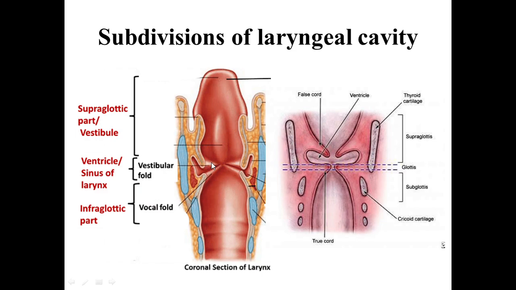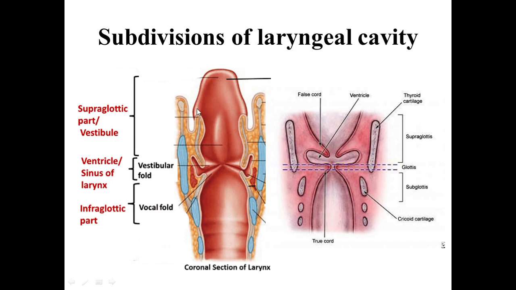So there is a pair of vestibular folds, and there are two vocal folds. The vestibular folds and vocal folds divide the cavity of the larynx into three parts. Now, which are the three parts of the larynx? From the aryepiglottic fold, this is the epiglottis, from the aryepiglottic fold to the vestibular fold, this part of the cavity is called the supraglottic part or vestibule.